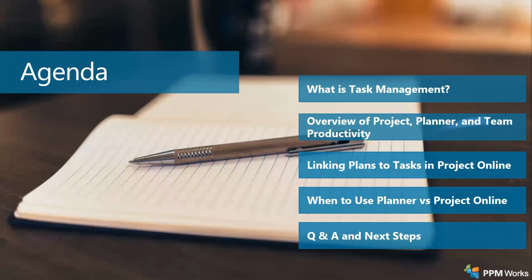The agenda we have today will be going through task management. Then we'll do an overview of project, planner, and team productivity. We'll be linking plans to tasks in Project Online. That is to say, one task will be linked to an entire plan in Microsoft Planner. And then, most significantly probably, I think this is going to be what you find most helpful, will be when to use Planner versus when to use Project Online. And then finally, we'll go through Q&A and next steps.